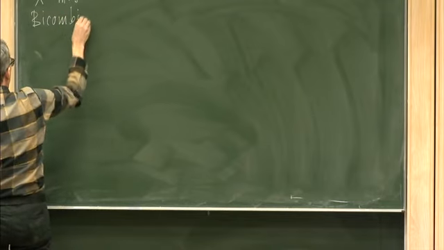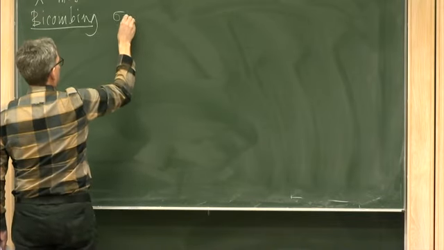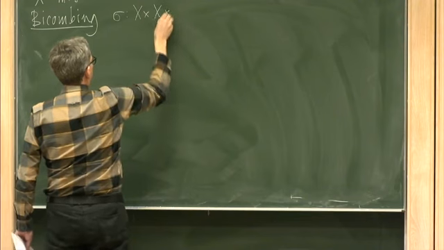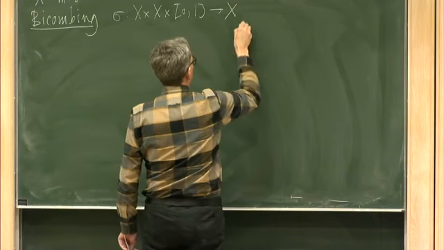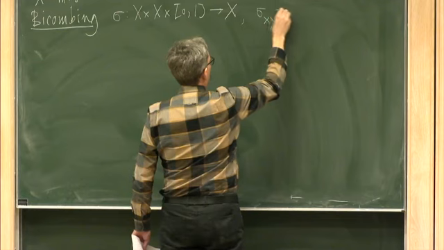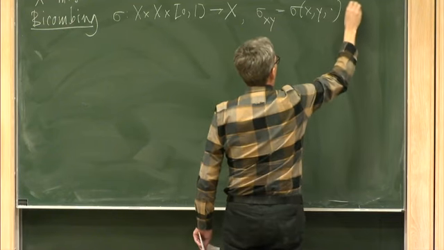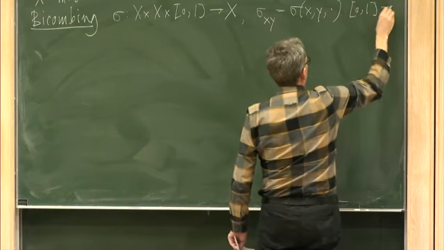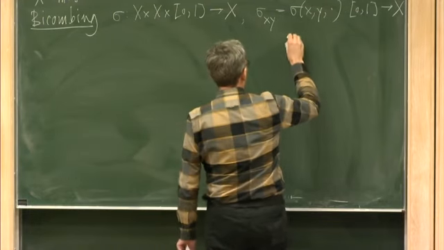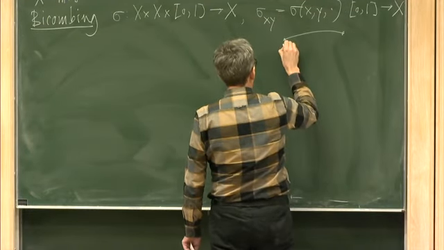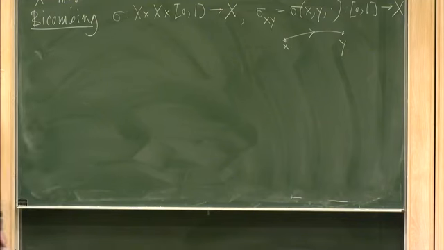A geodesic bicombing, or just a bicombing, for the purpose of this talk, is a map sigma from X cross X cross [0,1] to X, so that sigma_xy, that's a map from [0,1] into X. So that's supposed to be a geodesic from x to y, right? So the map selects a geodesic for every pair of points, connecting the two points.